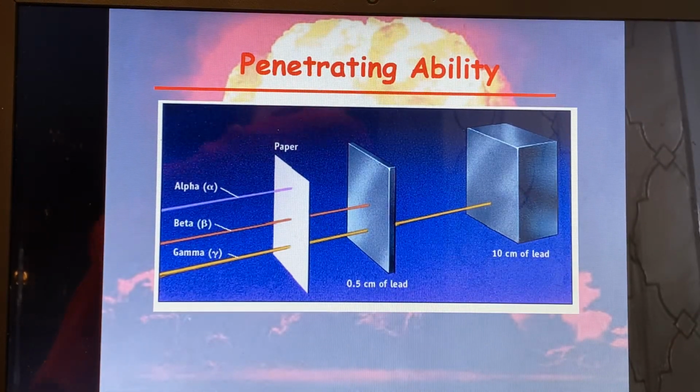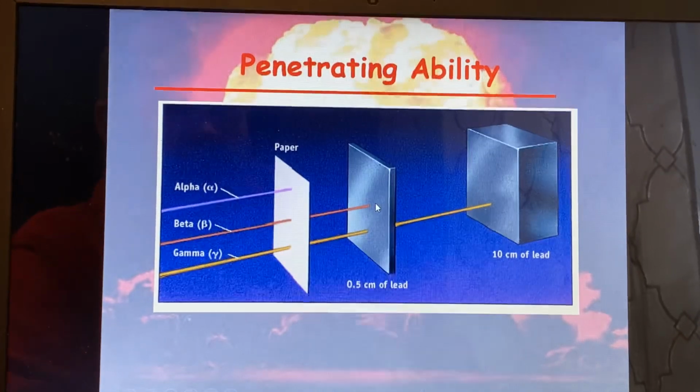So an alpha particle, because it's a big particle, is going to get stopped by pretty much anything. Even a couple feet of air will stop an alpha particle. That's the type of radiation that's in a smoke detector, so that's why we're not really impacted by that. Paper will stop it. Beta needs a little piece of metal, not too thick.